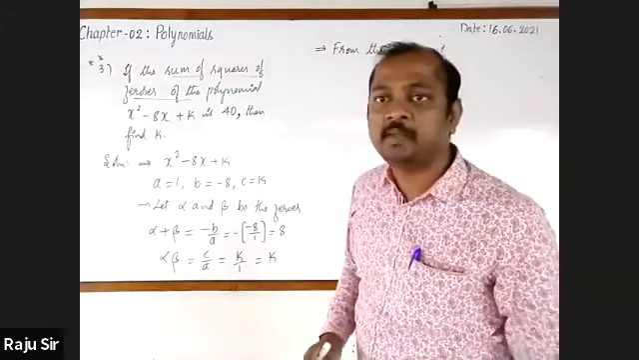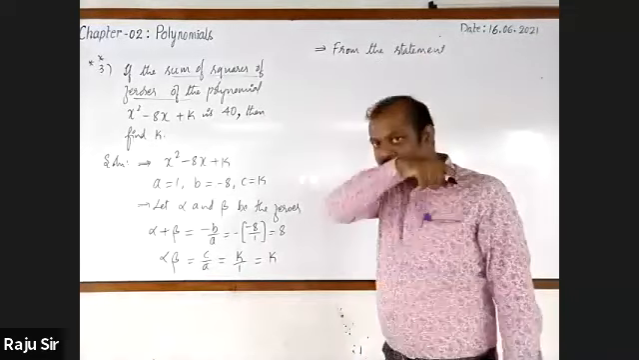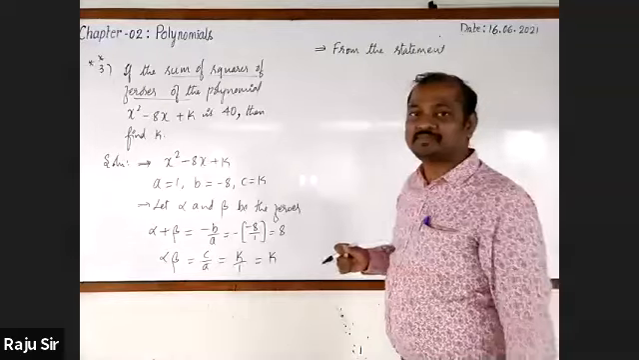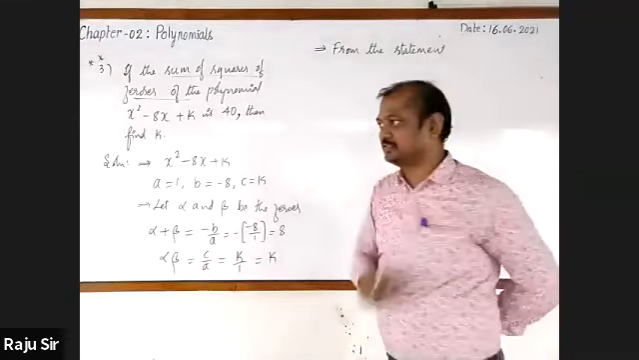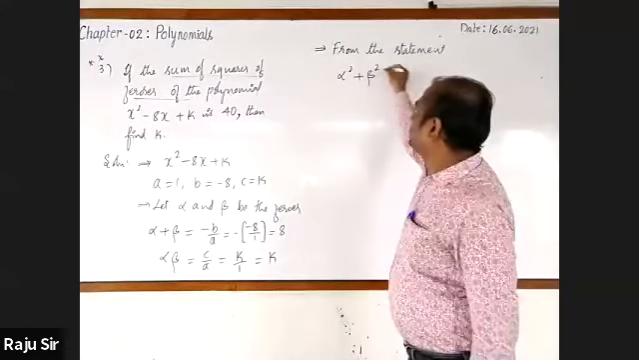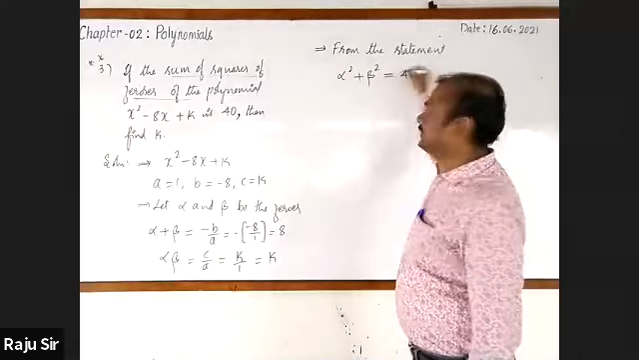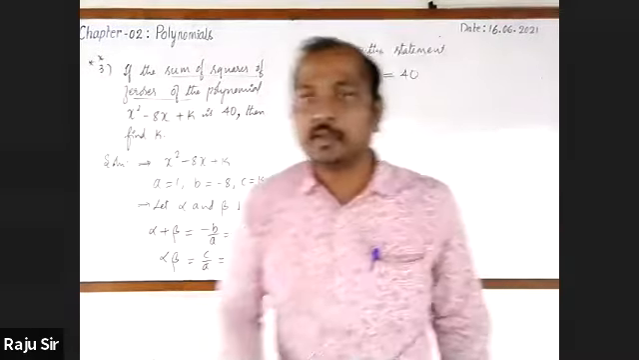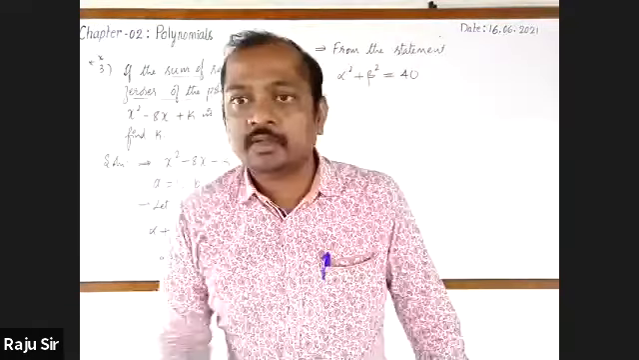Very good point. Sir, k is equal to 12. Alpha square plus beta square is equal to 40.